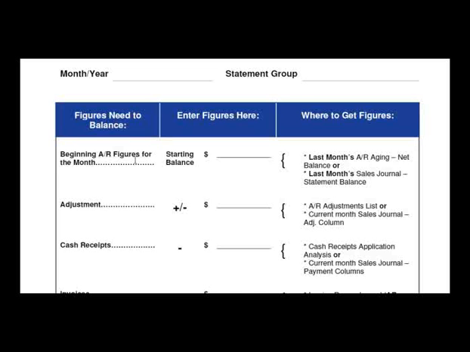Your beginning AR figures from the month are either going to come from last month's AR aging net balance or last month's sales journal statement balance. Now last month's sales journal statement balance and this month's sales journal previous balance should be the same number. If they are not, it means most likely that after you printed your pre-close sales journal, you made some more adjustments or other financial transactions and then did not reprint the report.